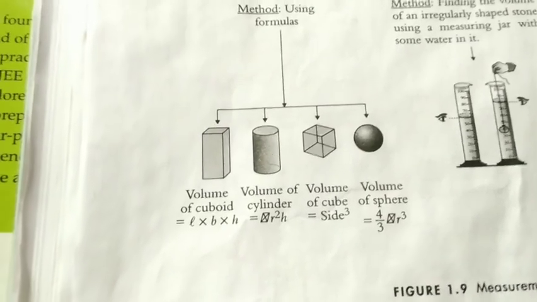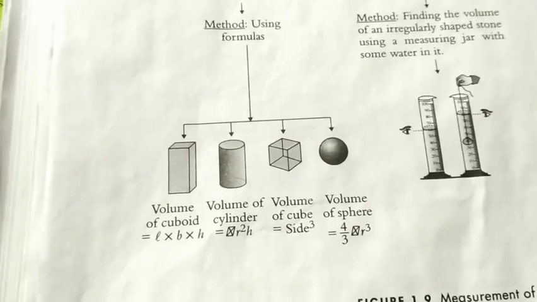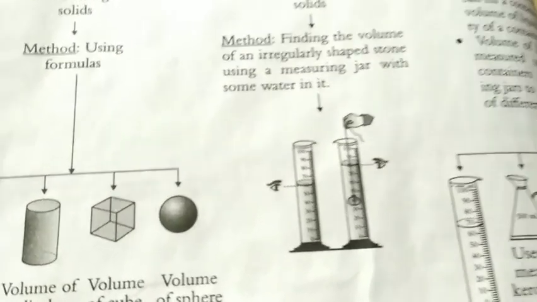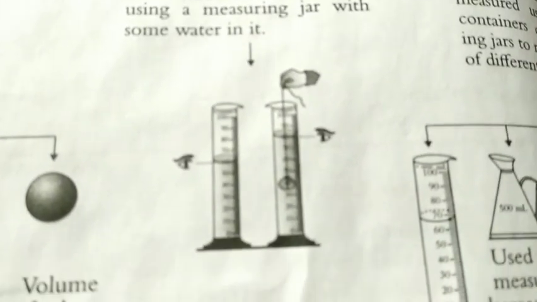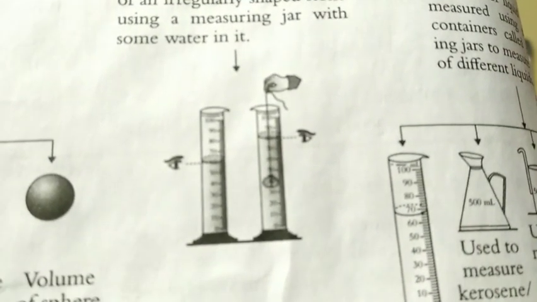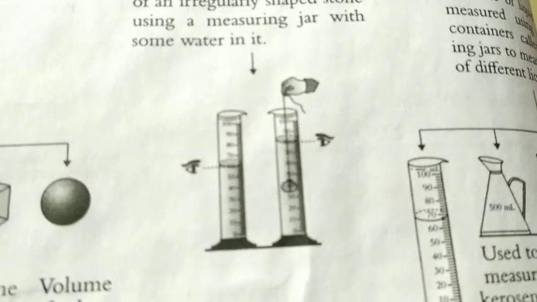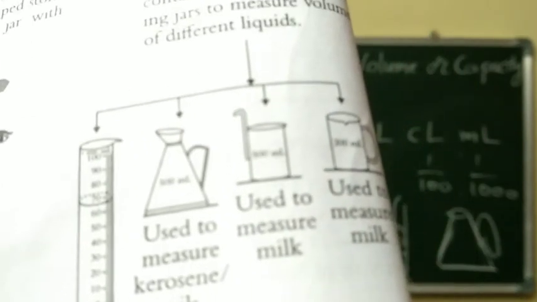See here, the regular shapes are given here, and for finding irregular shapes, like a stone or that, we will use this graduated cylinder. To measure liquids, see here the different graduated cylinders they give.